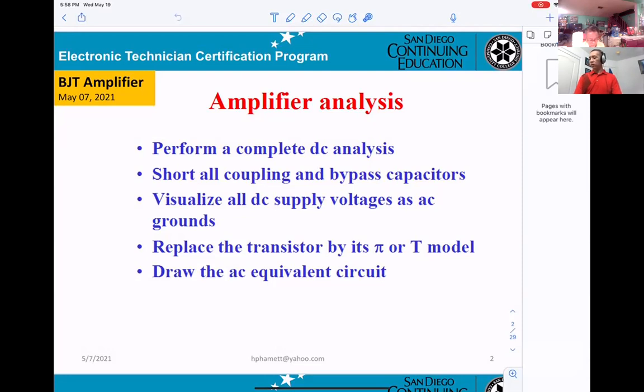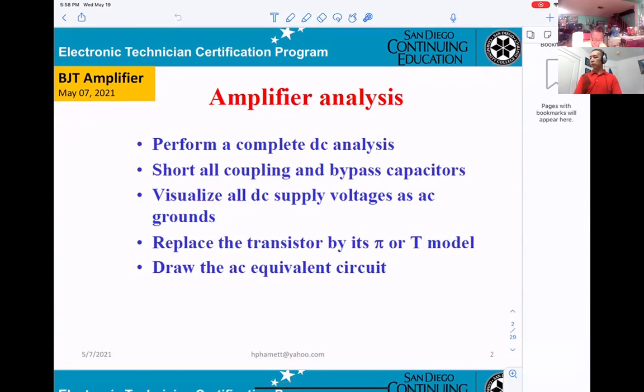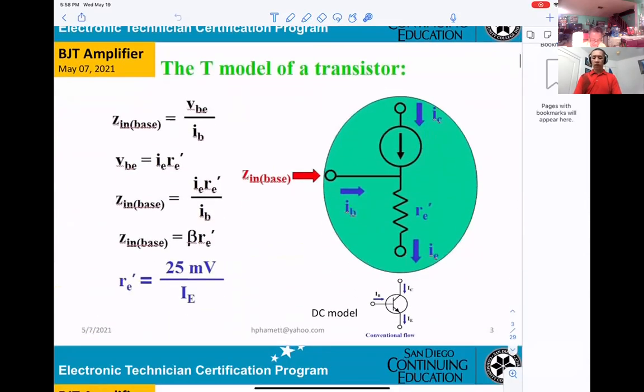Then you have to short the coupling and bypass capacitors, and you eliminate the DC supply voltage in the AC route. So you cannot see any power supply in the AC, and you replace the transistor by the pi or the T model. And then you draw the AC equivalent. That's what I showed you here.